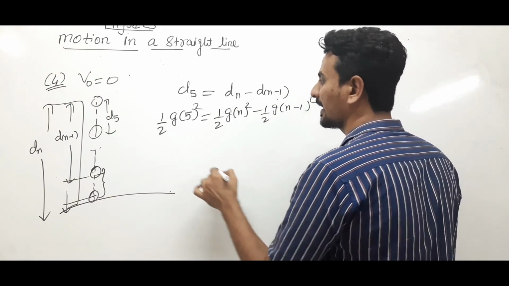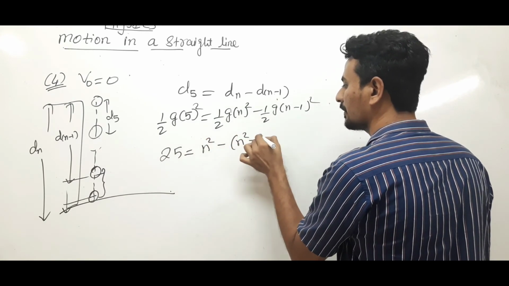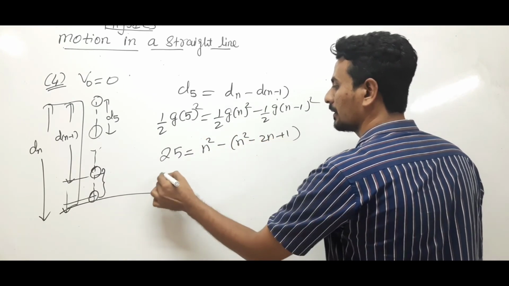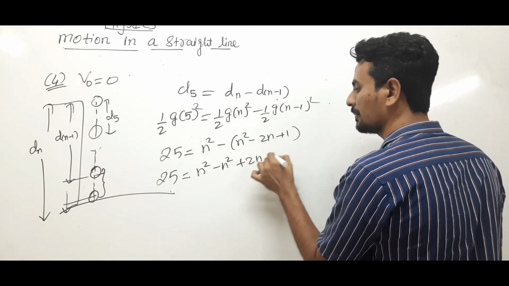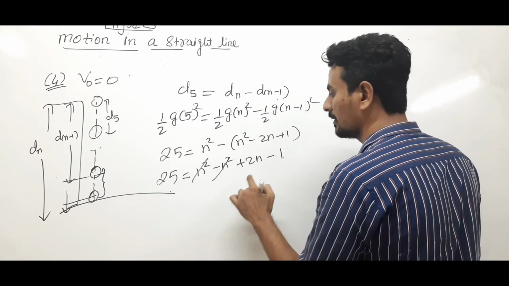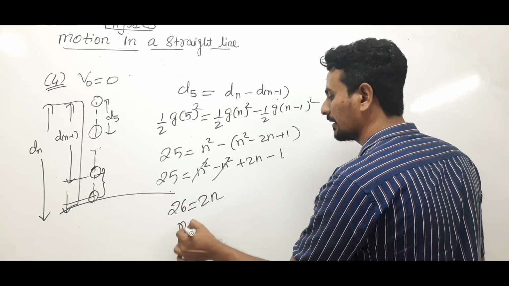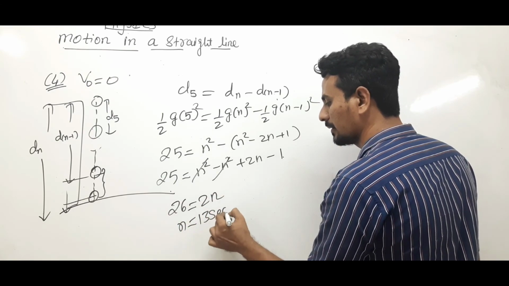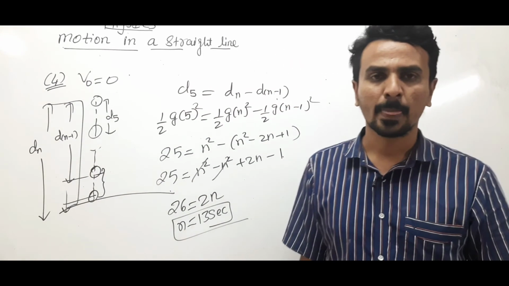G by 2 will be cancelled. So 25 equals n square minus (n minus 1) square, that is n square minus 2n plus 1. So 25 equals n square minus n square plus 2n minus 1. This gets cancelled, so this will be 26 equals 2n. So n equals 13. So for 13 seconds the stone was in the air.